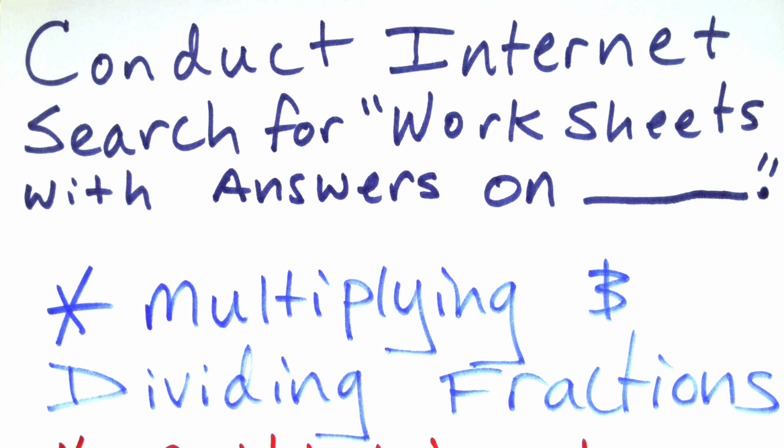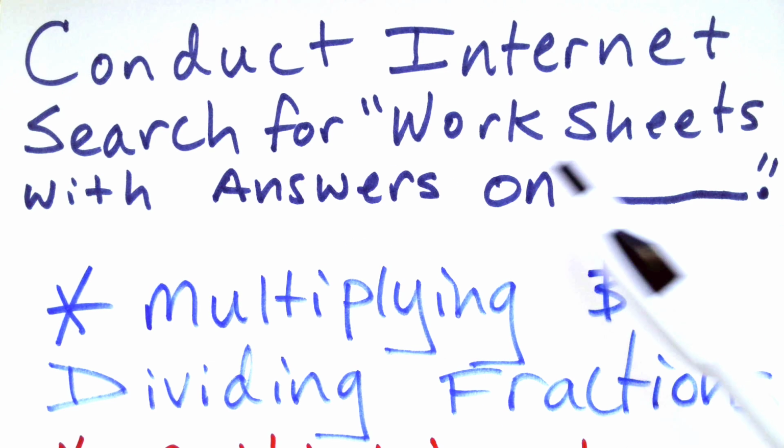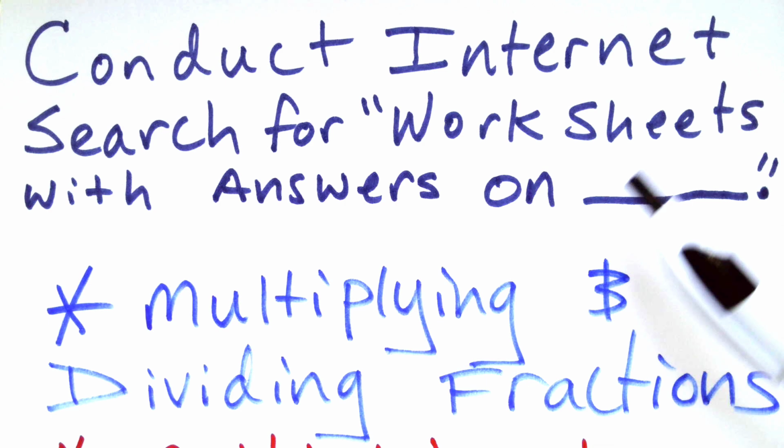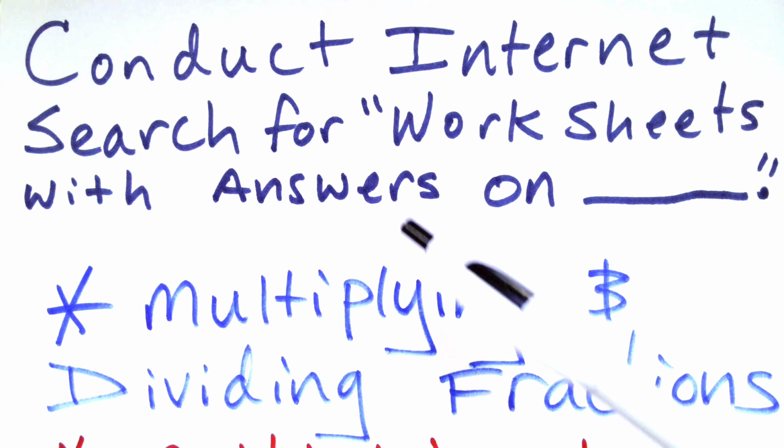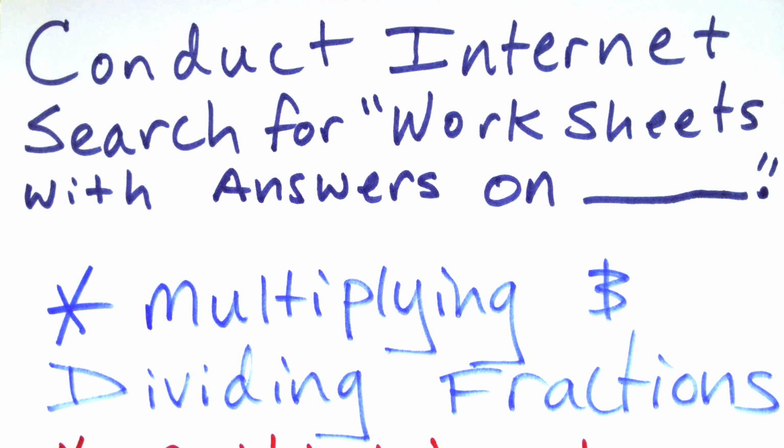You want to conduct an internet search for worksheets with answers on the following topics. The reason you want answers is you want to know if you're doing it right or wrong. If you're doing it right, just keep on doing it right. If you're not, and you look at your answer and can't figure it out, look through your work, look through your steps. Find your mistakes. That's what makes you better. Pretty soon you're looking for the mistakes, you're not making them, and you're doing it right. You absolutely can do this.